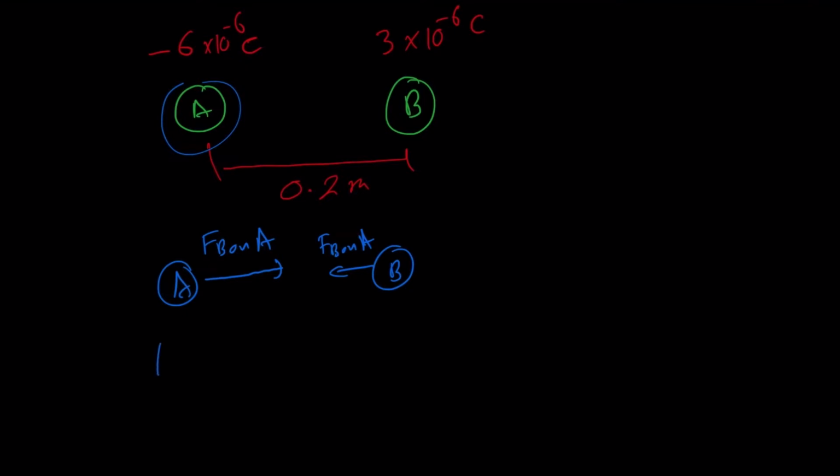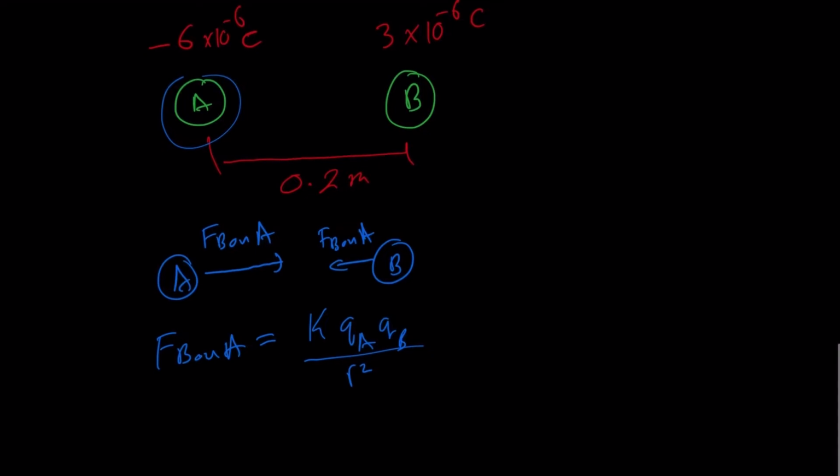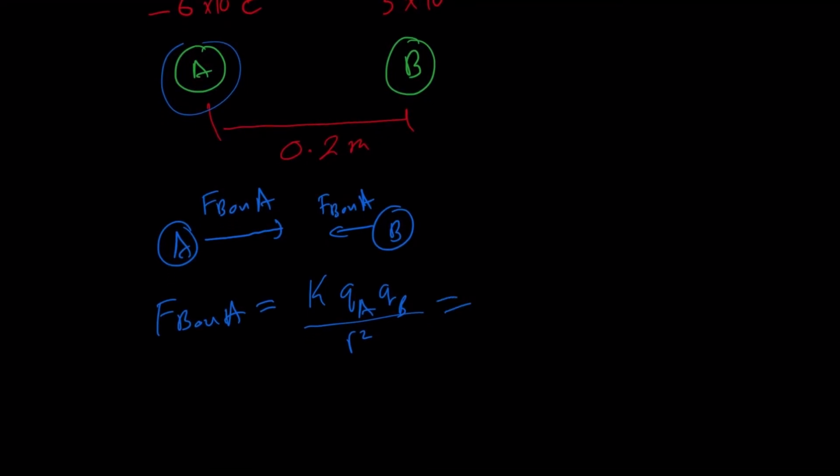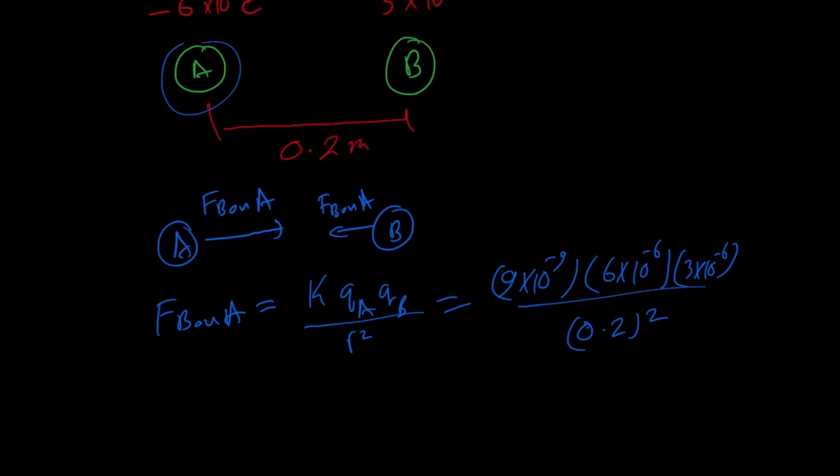In this case, it's going to be F of B on A equals K, which is 9 multiplied by 10 to the power of 9. I just simply put the formula first, just to keep things organized. QA into QB over the distance between them squared. Now, let's put in the numbers. I have 9 multiplied by 10 to the power of 9. The charge of A, we're not going to be putting any signs because the formula just simply gives me the magnitude. And we are able to indicate the direction of the force based on whether they are attracting or repelling each other. So we're going to drop the minus sign, just simply keep it as a number. 6 multiplied by 10 to the power of minus 6, multiplied by 3 multiplied by 10 to the power of minus 6, over the distance between them, 0.2 squared.